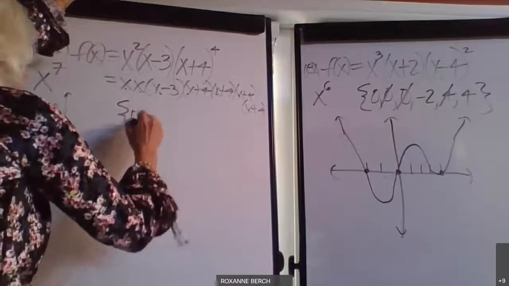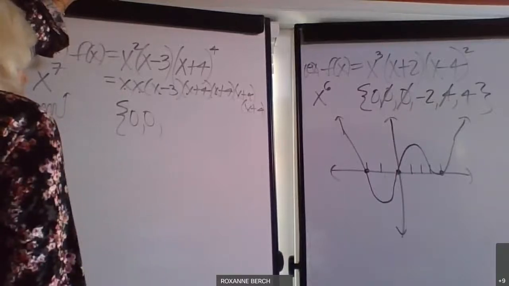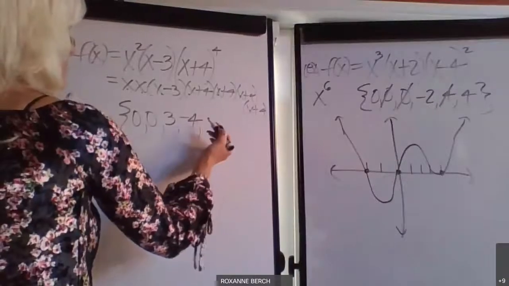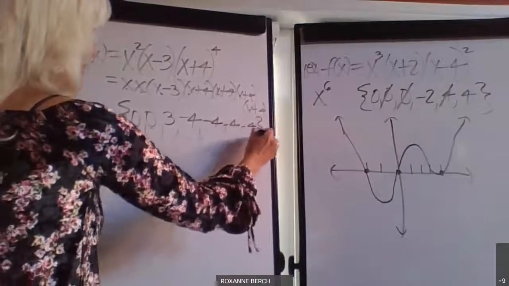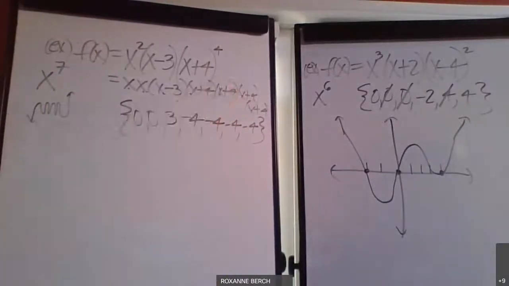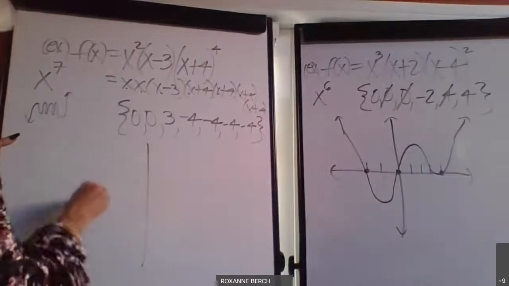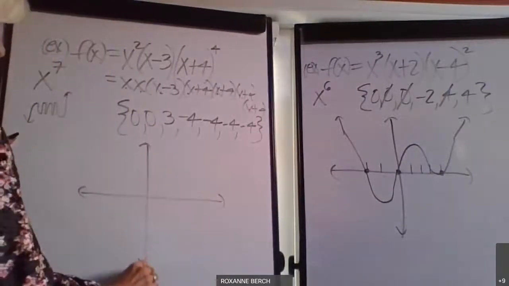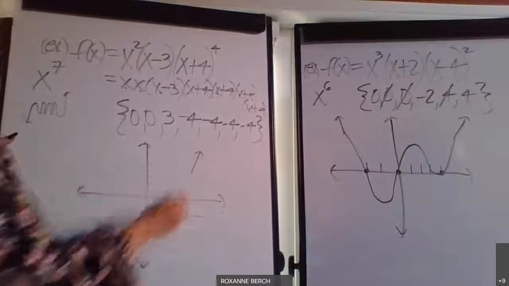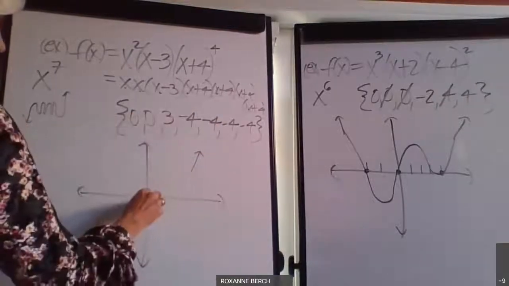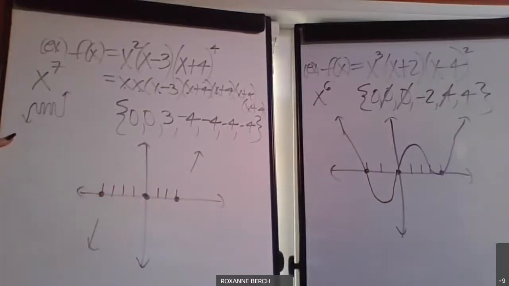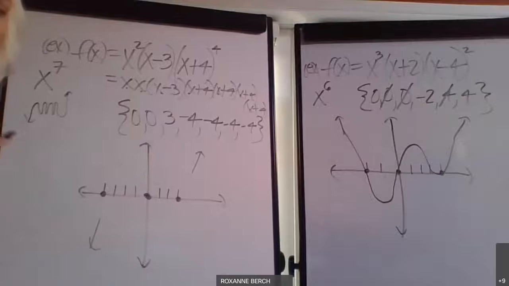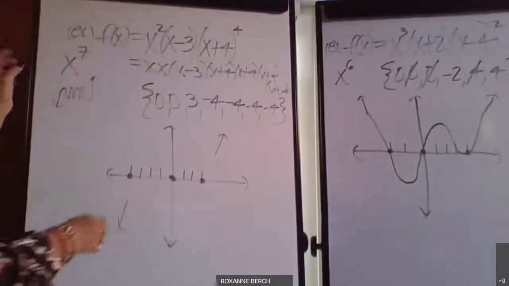0, 0. Positive 3. Negative 4. Yeah, 4. A whole bunch of them. 7, right? So if we were going to do a graph, we know this goes down and up. And the solutions are 0, 3, negative 4. So you tell me what to do. What are we doing at negative 4?